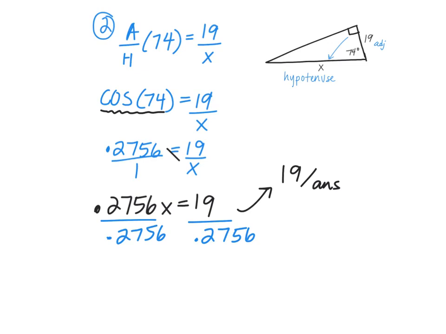Okay, so I'm going to do that. If I do 19 divided by the answer, it's going to be about 68.93, which would be your most accurate answer. If you get 68.94, you're close. That's what you'll get if you just use 0.2756 as opposed to using the answer, okay?